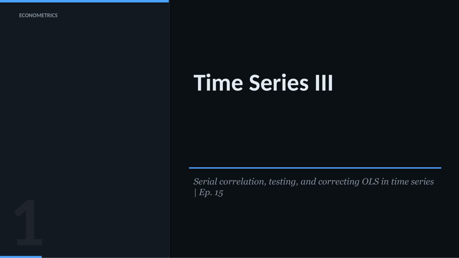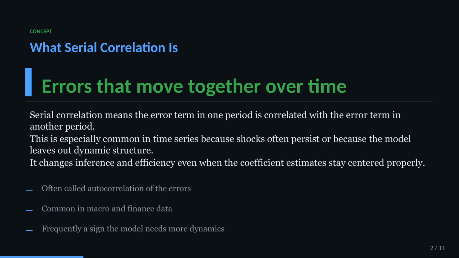Serial correlation is one of the defining headaches in time series econometrics because it means the regression errors are still carrying information across time, and once the residuals move together, the usual OLS inference starts to become unreliable. Serial correlation means the error in one period is correlated with the error in another period. That can happen because shocks persist, because important lagged variables were omitted, or because the model is otherwise dynamically incomplete. In macroeconomic data, this is more the rule than the exception.